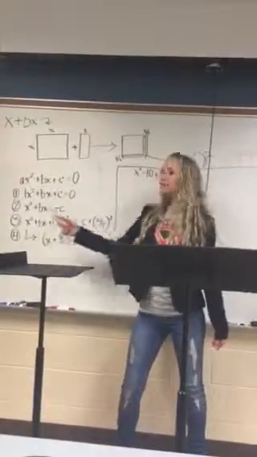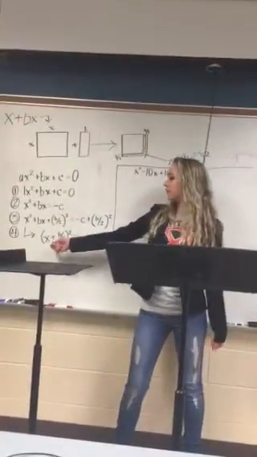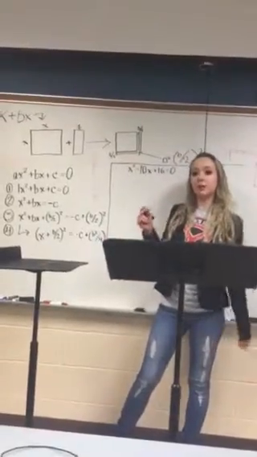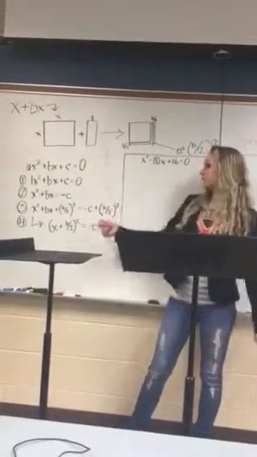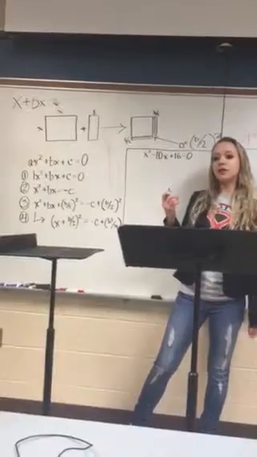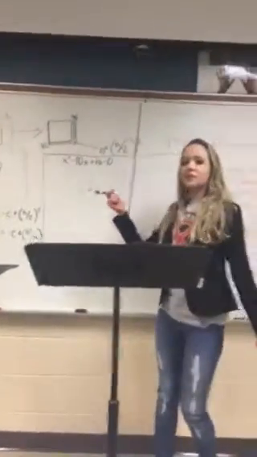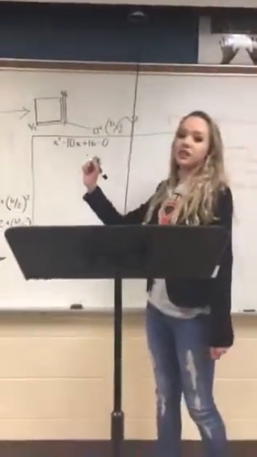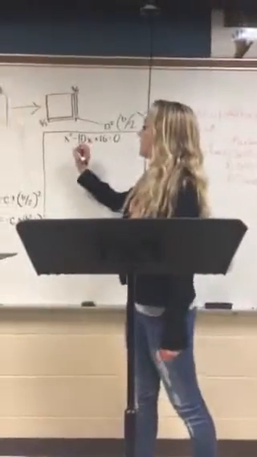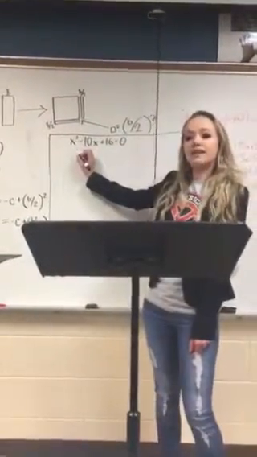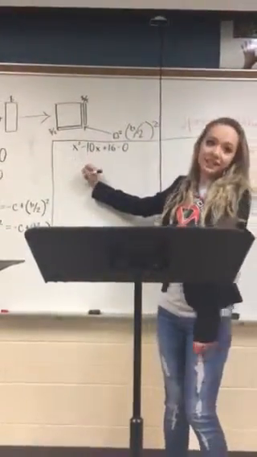When we take this equation and factor it, it will appear in the form x plus b divided by 2, squared, equals negative c plus b squared over 4. So let's see what happens when we take an actual quadratic equation. In this case, this will be x squared minus 10x plus 16 equals 0.